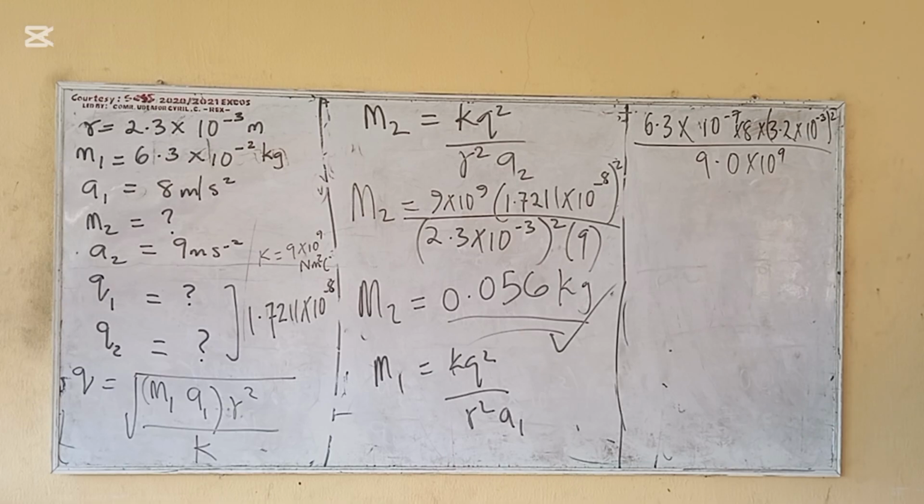Then everything is square root of everything. You know why we are having different answers? We are not using one value. No, what I want us to do is this one, so that we can see if it's the same.